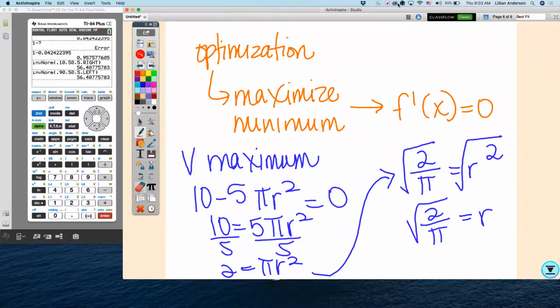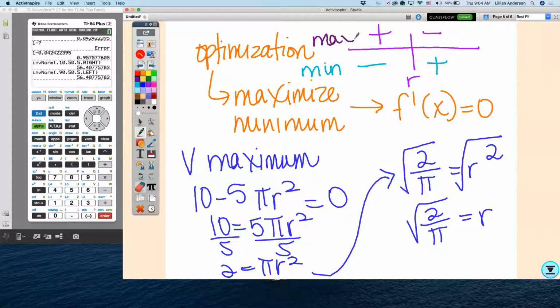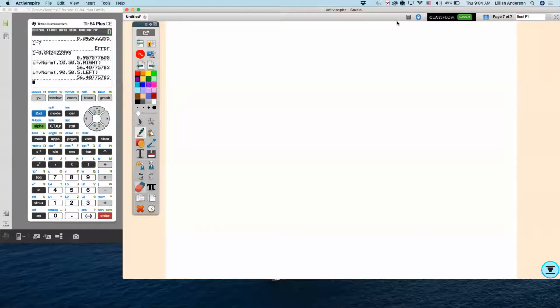If you have two values when you solve, how do you know you have a maximum? When you put them on a number line, if the numbers on the left are positive and the ones on the right are negative, going from positive to negative, you have a maximum. But if it goes from negative to positive, you have a minimum. So you will put those values on the number line, test one to the left, test one to the right. If it goes positive, negative, you have a maximum. Negative, positive, you have a minimum. So refresh your memory on that.